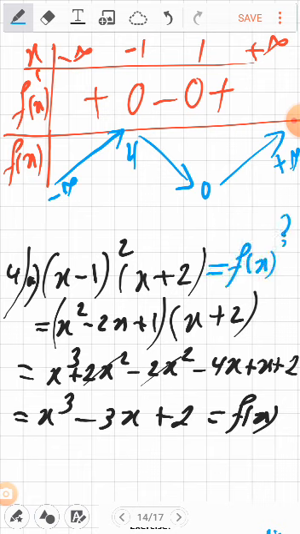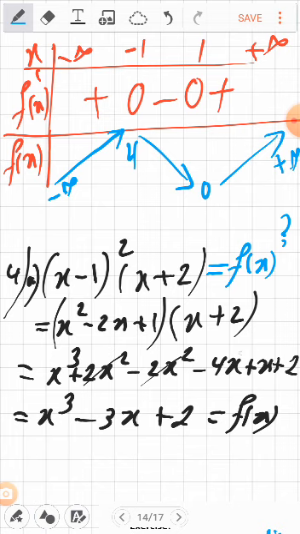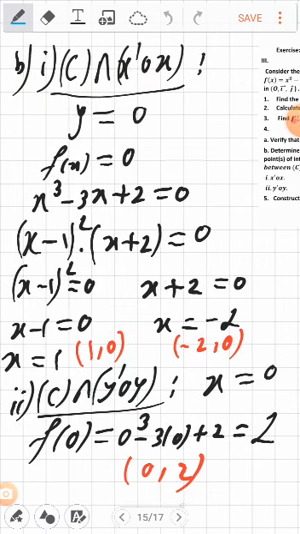Expand it. x squared minus 2x plus 1 is the expansion of x minus 1 squared, into x plus 2. Expand it, so it is x cubed minus 3x plus 2. Yes, it is verified. Now part B.